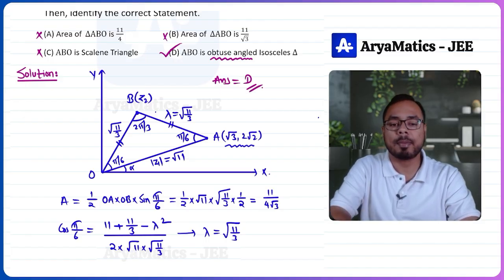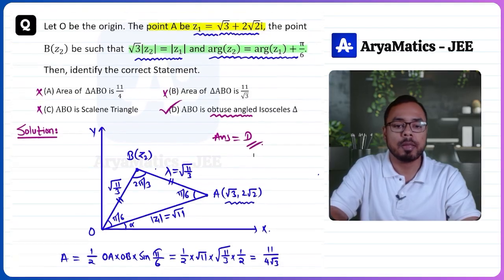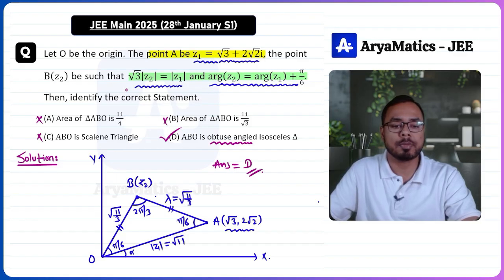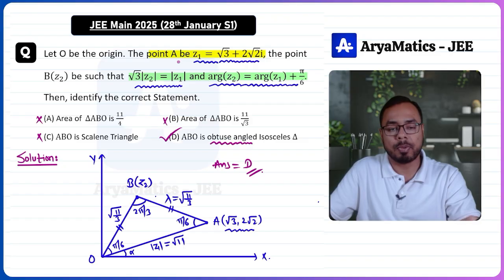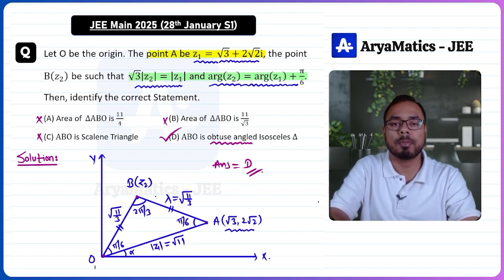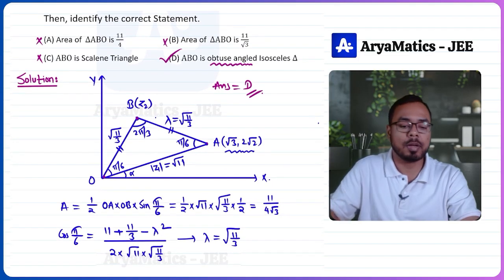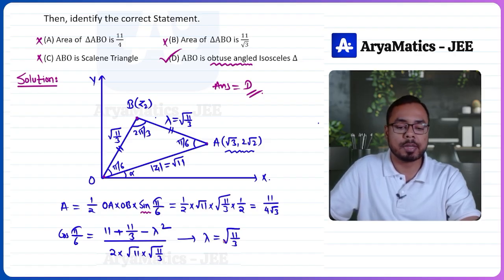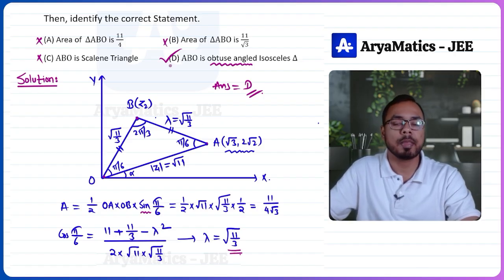So this was not a difficult problem. The important concept was to be familiar with the concept of argument and modulus. Modulus is the distance from origin. Argument is the angle made by the line joining the point and origin with the x-axis. So once you plot these 3 points, then for the area of the triangle we have a standard formula, half of the product of any two sides into sine of the angle between those two sides, and using the cosine formula we calculated the third side. Finally, the correct answer for this problem is the fourth option.